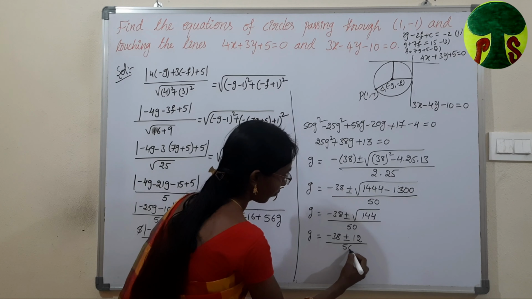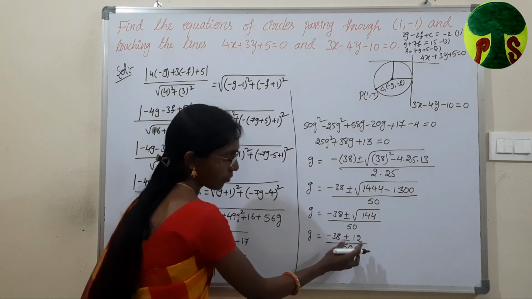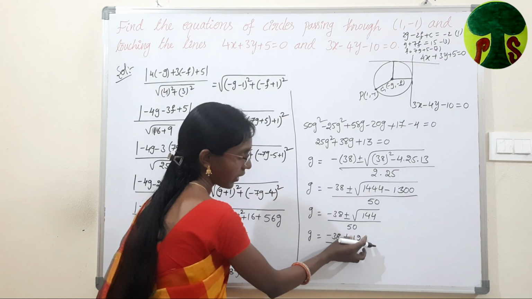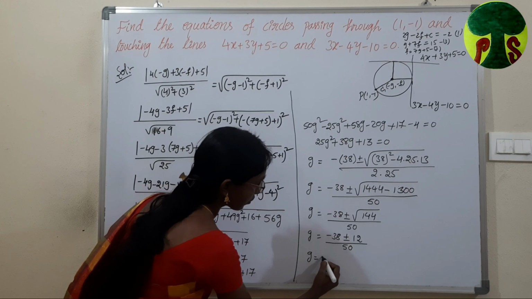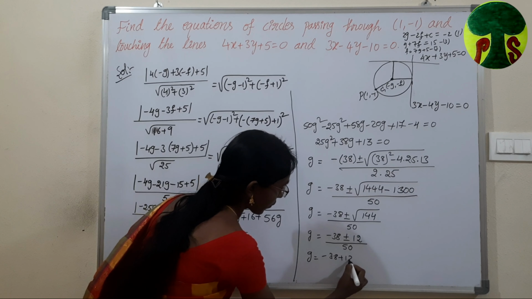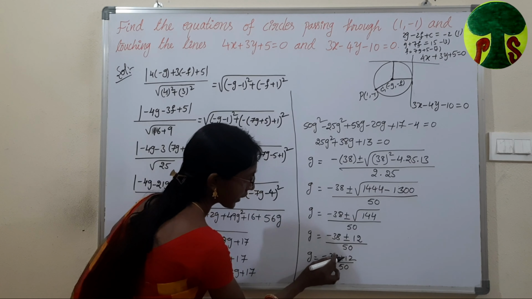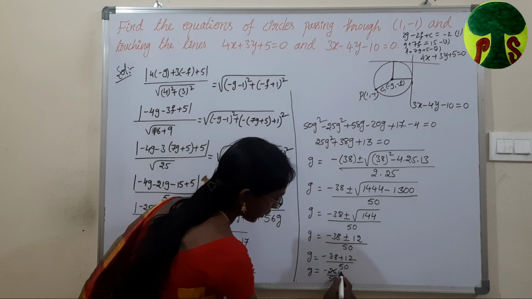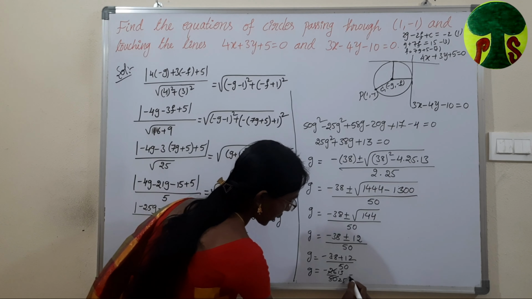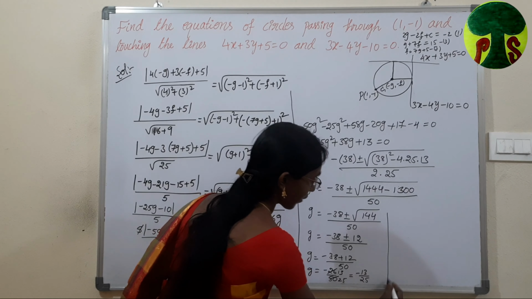12 divided by 50. So now to get the values of g, one time we have to consider the plus 12 value, and in the second case we have to take minus 12. So g is equal to minus 38 plus 12 by 50. From here we will get the value of g, minus 38 plus 12, so we will get minus 26. Minus 26 by 50. So cancelling by 2 table we will get 13 by 25. So g is equal to minus 13 by 25. So this is one of the values for g.